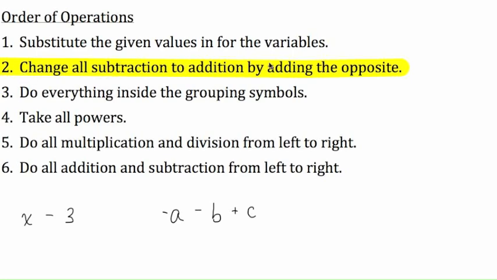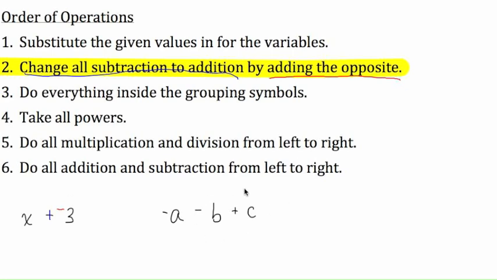This rule tells you exactly what to do. You begin by changing all subtraction to addition. So we're going to change this subtraction sign to a plus sign. And we're going to do that by adding the opposite. So the next thing that we have to do is make the next piece its opposite. The next term will become its opposite. So we change the subtraction to addition. We change the next term that follows the minus sign to its opposite, just like this.